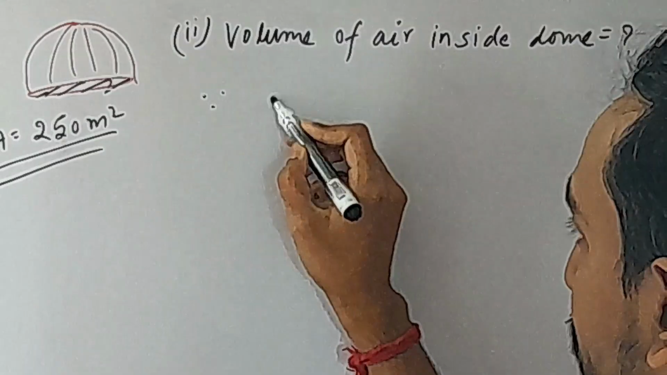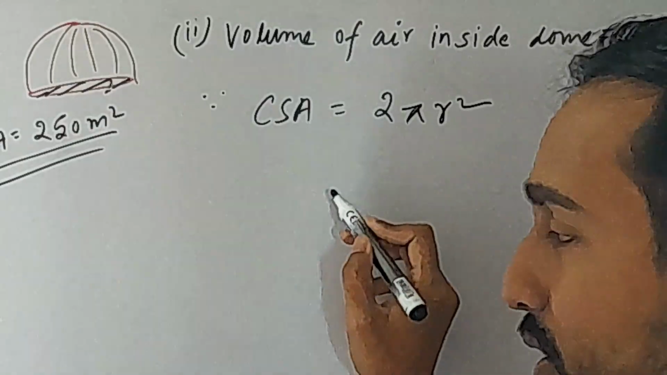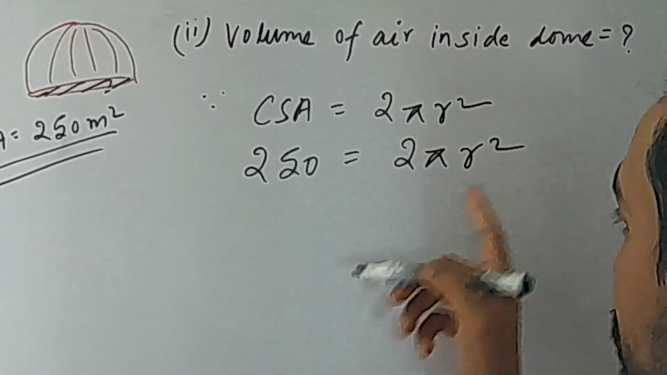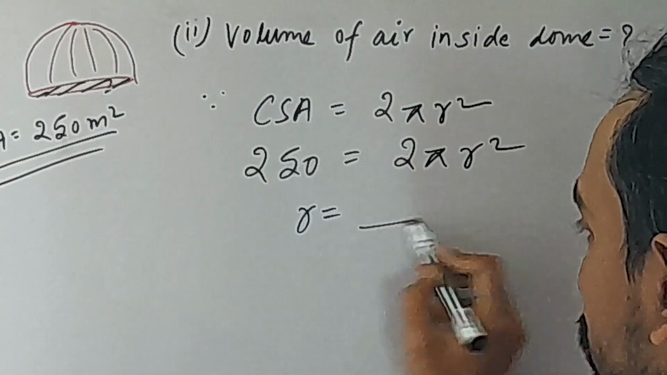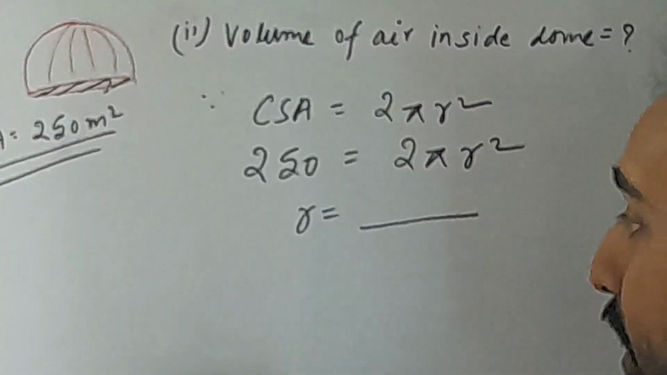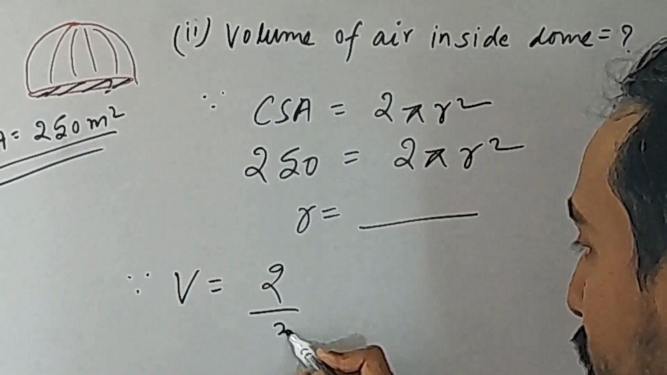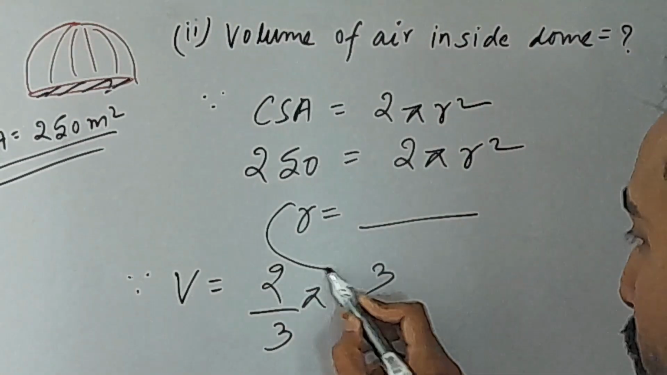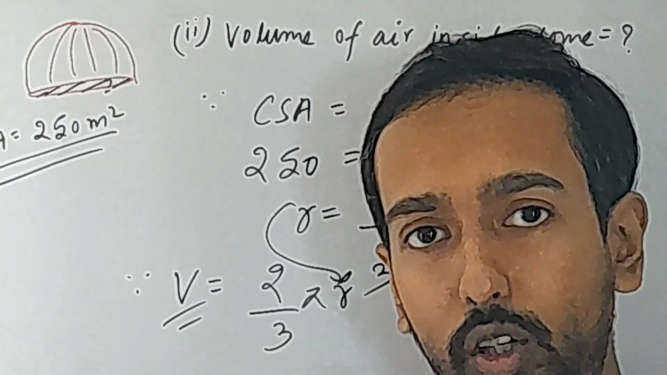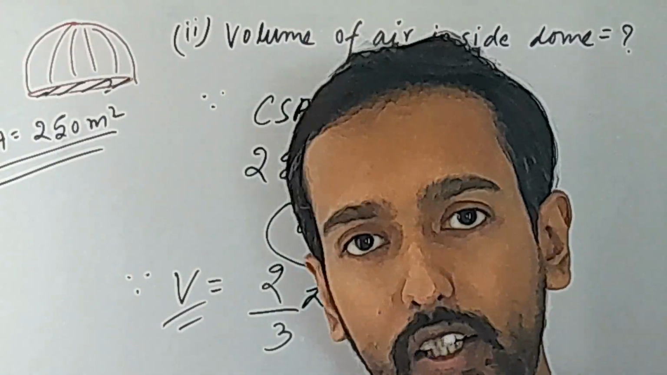We know that the curved surface area of the hemisphere is given by 2 pi r square, so we will use 250 on the left hand side, and write 2 pi r square. From here we will find the radius of the dome very easily, and then we will put this value of r in the second part, because the volume of the hemisphere is given by 2 by 3 pi r cube. Okay, so we just have to put this value of r here, and we will get the volume. I am not solving this question. I have left it for you to solve, because I mentioned the steps, and from there it is very easy. You will not face any difficulty in solving the question.